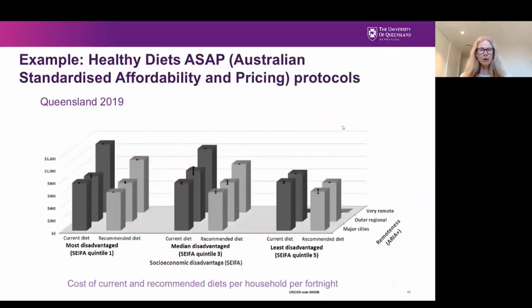Also, as I've mentioned earlier, looking at different regions, so cities and remote areas, and looking at levels of disadvantage. So here you can see that in the most disadvantaged areas and the very remote areas, the current diet is actually very expensive.